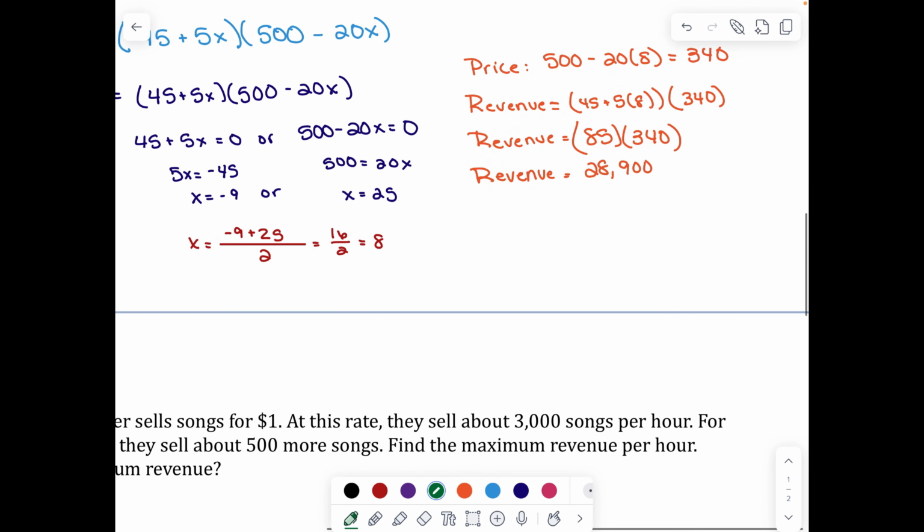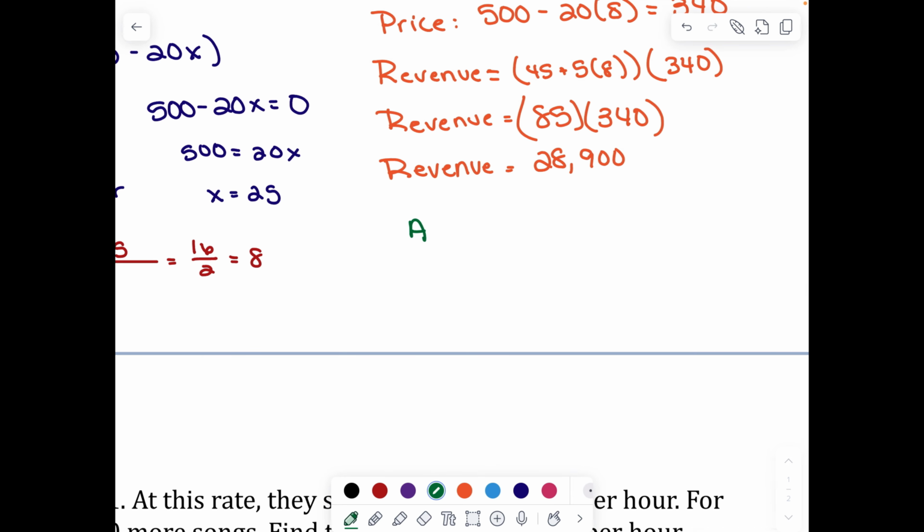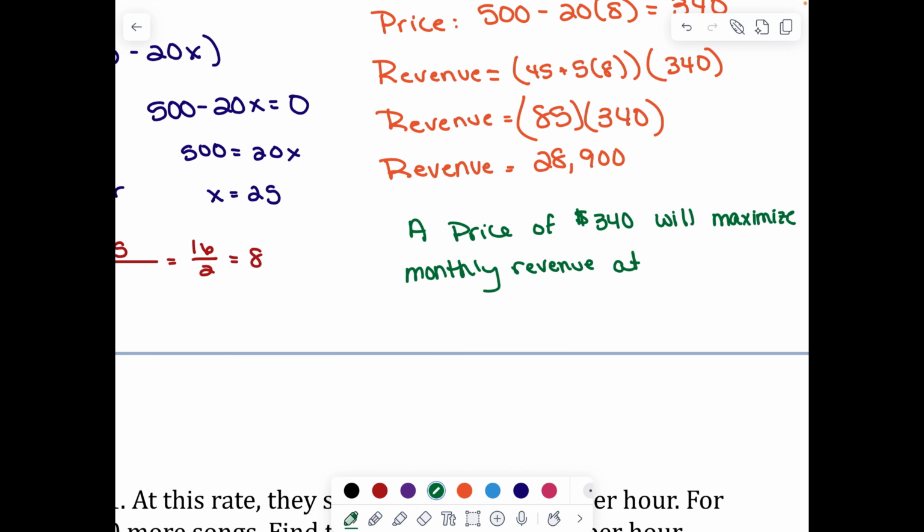So for our final answer, a price of $340 will maximize, this time we're doing the monthly revenue. So our monthly revenue at $28,900.